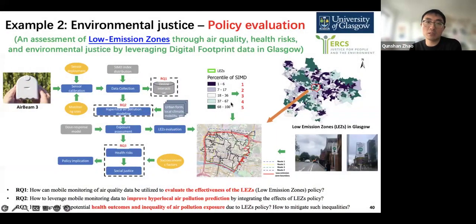The other example is that in Glasgow, we recently have low emission zones. If you have a fairly old car, you cannot drive into the city center. But what is the actual difference after the low emission zones, in the air quality inside and outside? Did it actually improve the air quality? So that's another thing we have done.